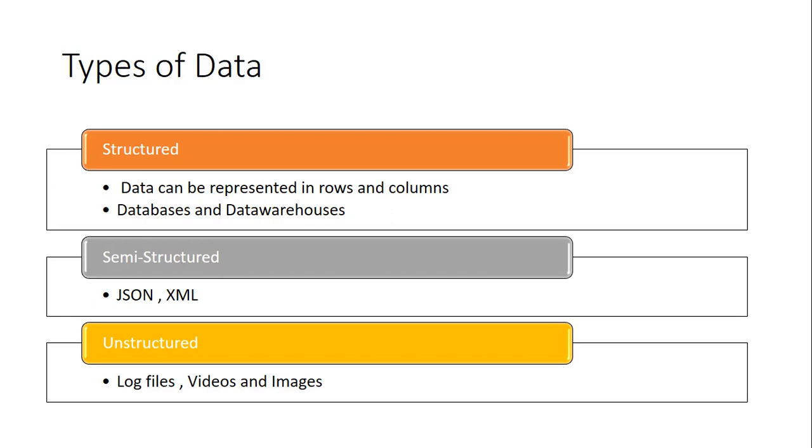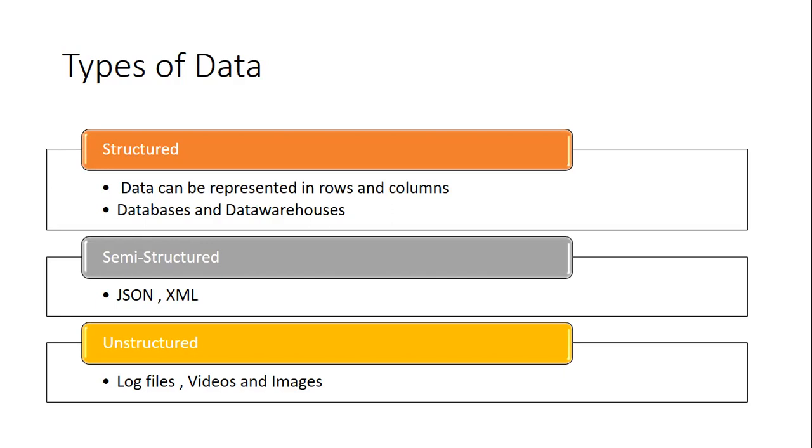And then we have semi-structured. When we say semi-structured, it is not really structured in nature, but it still carries some kind of information. The data can be parsed by representing the data in some form. So when we say representing it in some form, examples for semi-structured data are essentially JSON and XML.